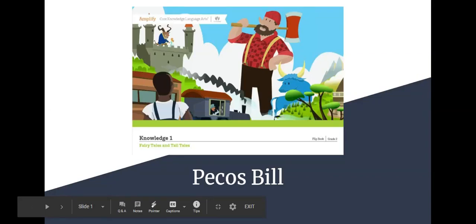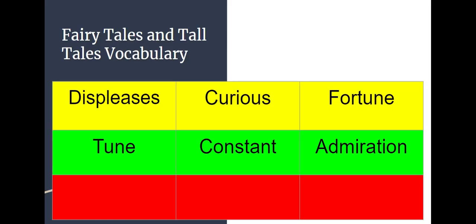Welcome to lesson six, our second tall tale. We're going to be reading the tall tale Pecos Bill today. Before we go into our read aloud, we are going to go over our vocabulary words.